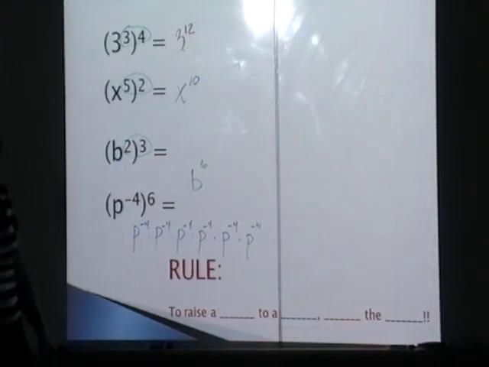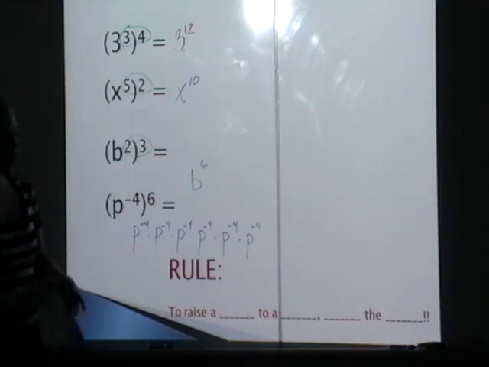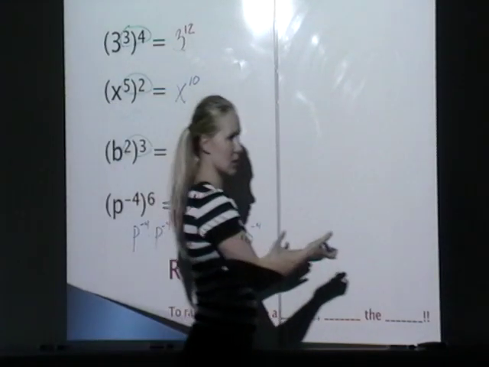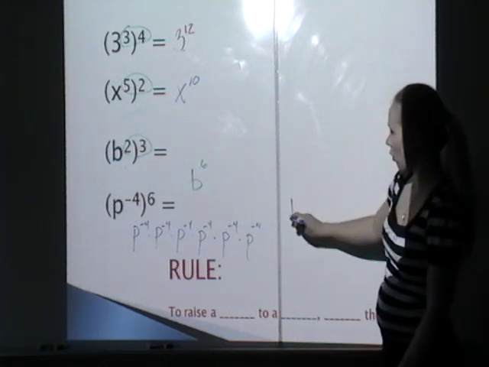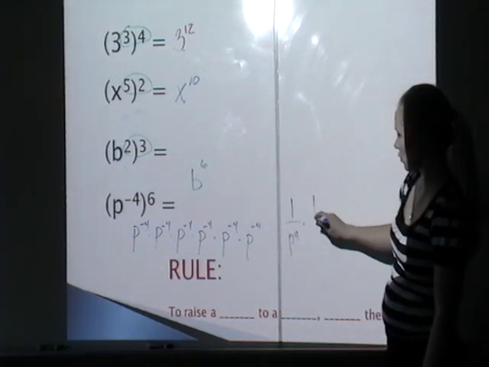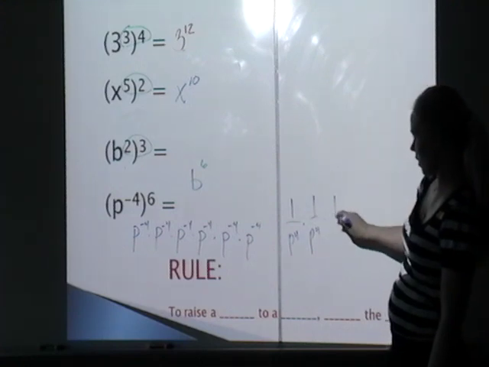Oh my goodness. All right. Well, now if I look at this, I've got p to the negative 4th. I can rewrite all of this so that I have positive exponents. So if I rewrote all of this, I would really have 1 over p to the positive 4th times 1 over p to the positive 4th.